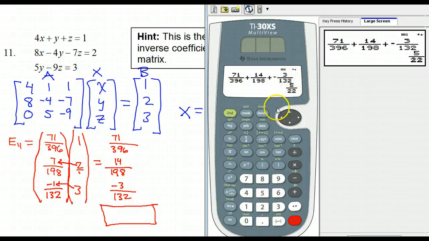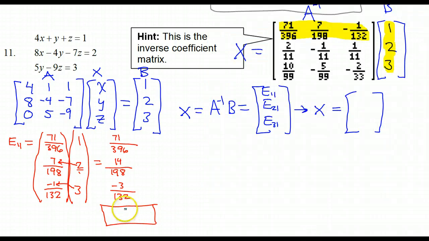I don't remember that being the answer. Let me see if I can find my mistake. Alright, I double checked my answer and I found that I was right. It just is a fraction. So it's 5 over 22. So let that be a lesson to you. These answers are not necessarily going to be nice, even numbers. Sometimes there will be ugly fractions. So 5 over 22 is the first value.